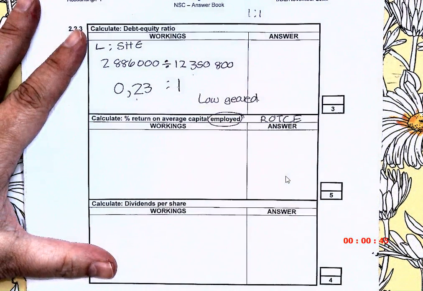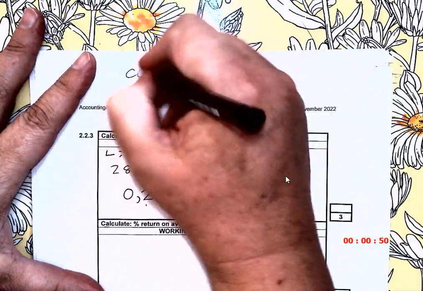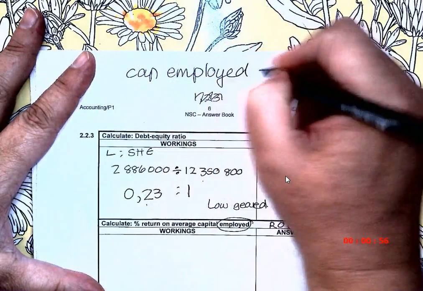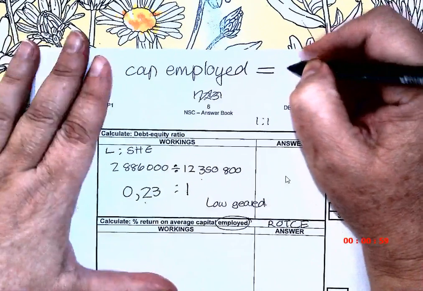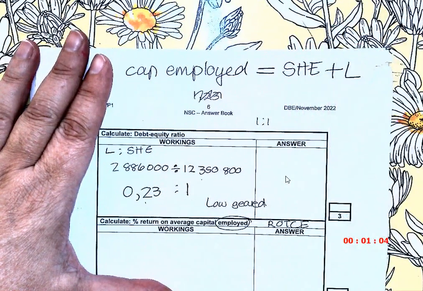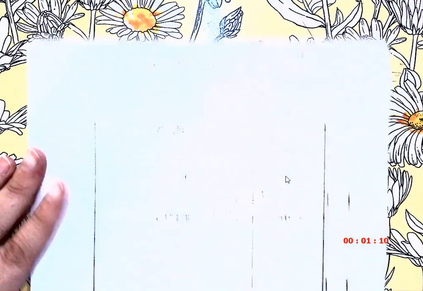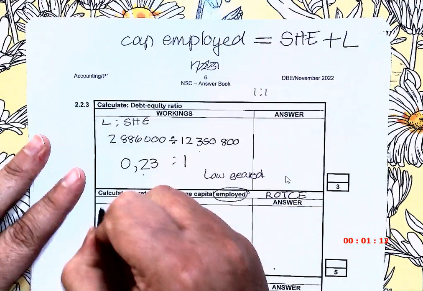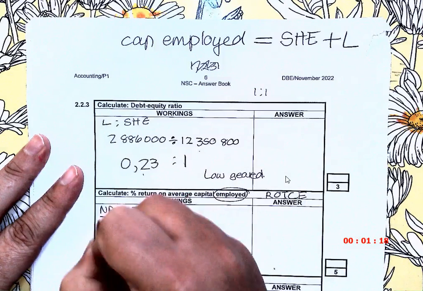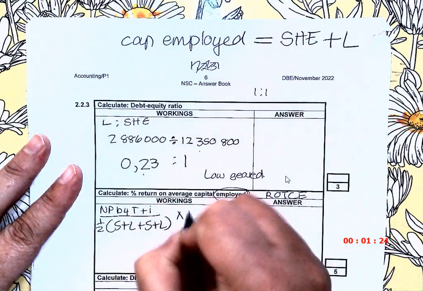Okay. So, I need you to see this. Capital employed is the capital working for us. And that is my shareholders' equity and loan. And as soon as we talk loan, we know this is ROTCE. So, it's going to be net profit before tax and interest over shareholders' equity plus loan, times 100.